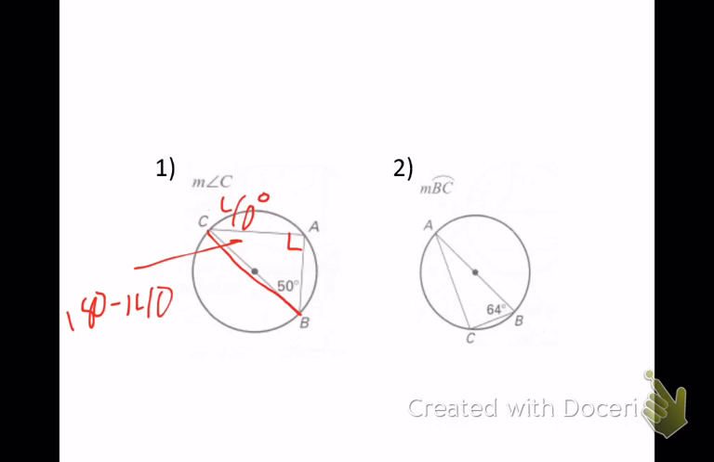Same thing for number 2. Because AB is a diameter, this is going to be a right angle, which means this is a right triangle. So a shortcut here means I can just take 64 and subtract it from 90 because the acute angles in a right triangle are complementary. And you get 26 degrees. Okay?